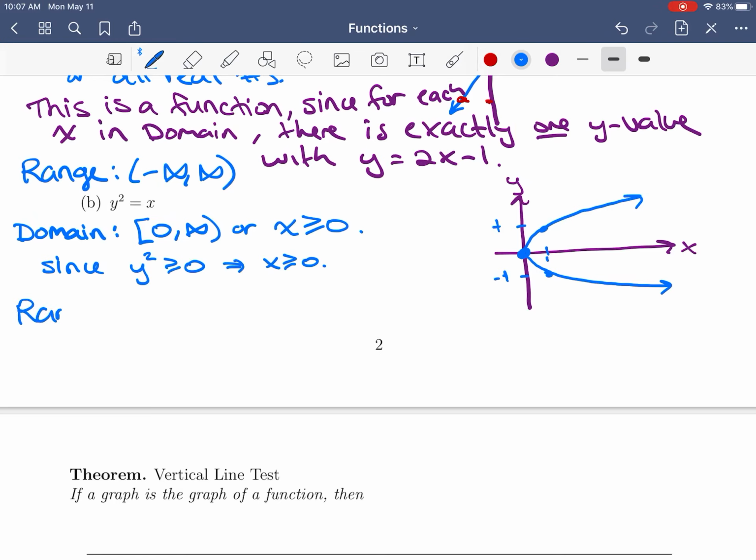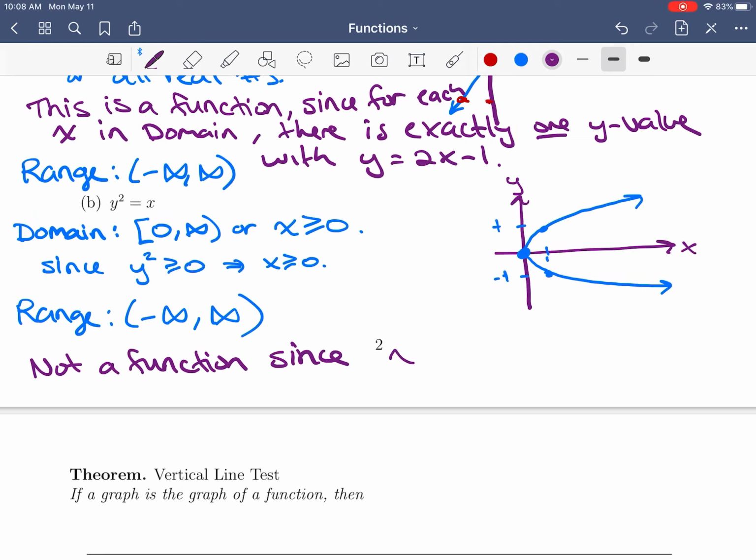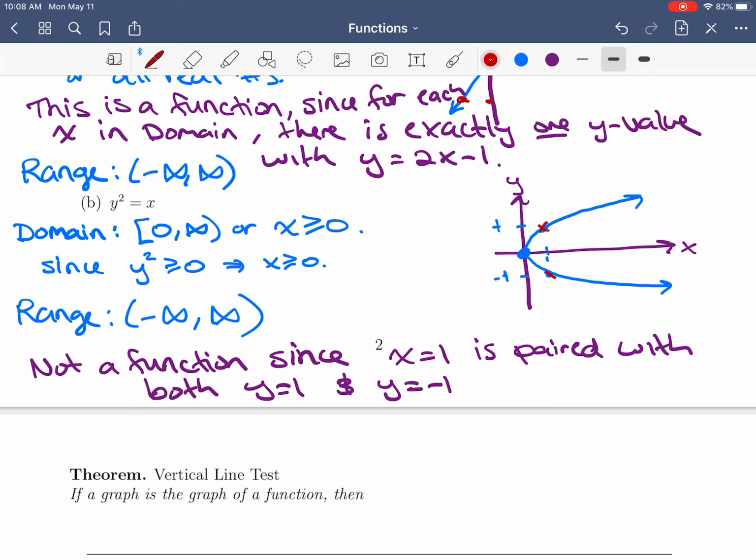So again, the range is all the y values you can hit, which here happens to be all real numbers. But it's not a function. Since, and we already did an example of this, x equals 1 is paired with both y equals 1 and y equals negative 1. Okay, so these 2 points, because they both have x coordinate 1, make it not a function.